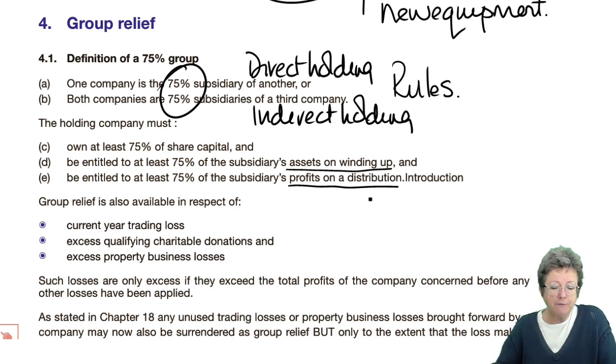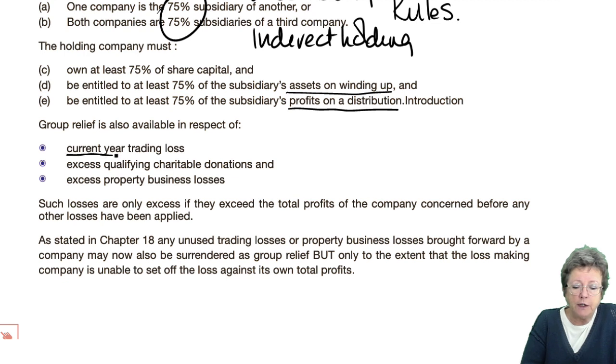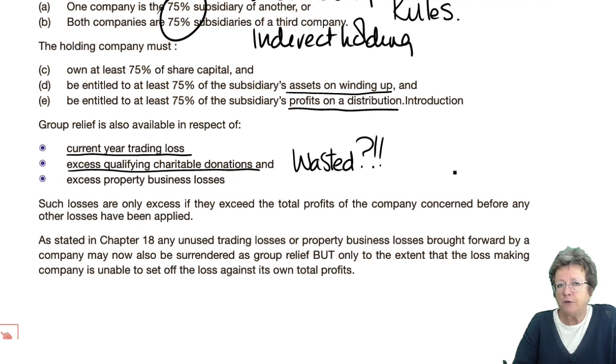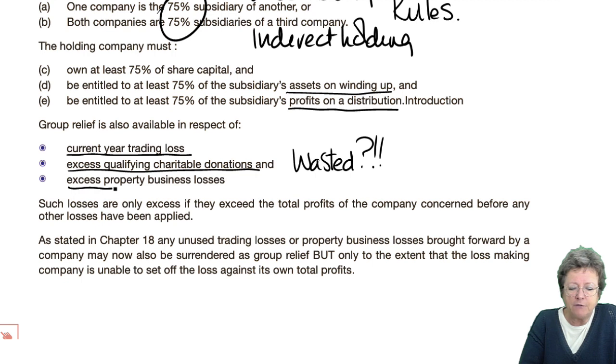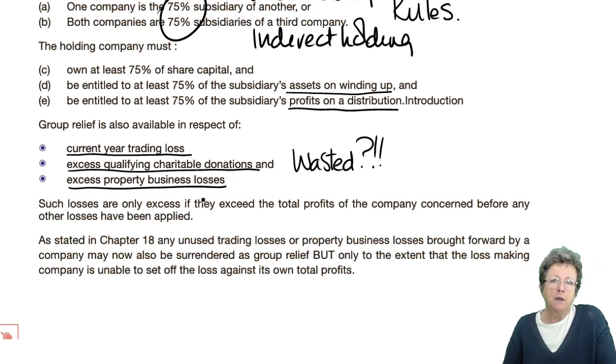Group relief is available in respect of current year trade losses, excessive qualifying donations, so where we'd had questions where the QCD had been wasted. Do you remember that one from before? Where we put them at the bottom of the calculation when we did losses. Those can be group relieved, and excessive property losses, they can also be relieved.